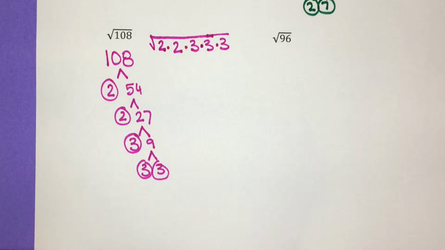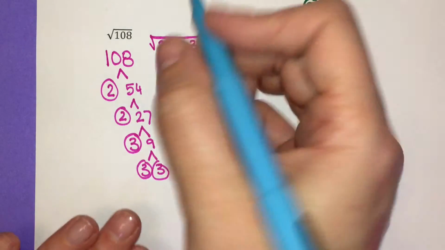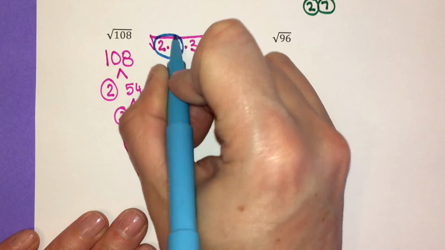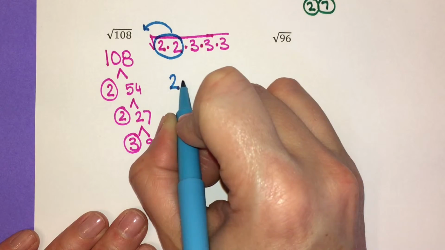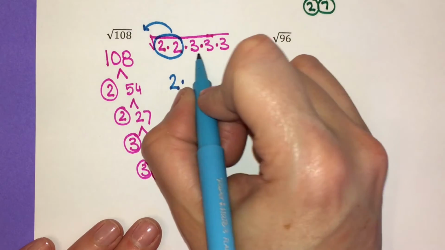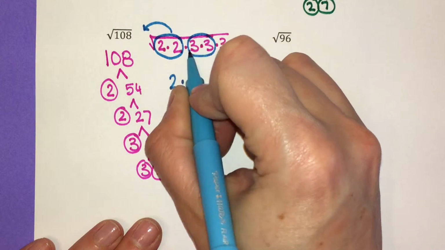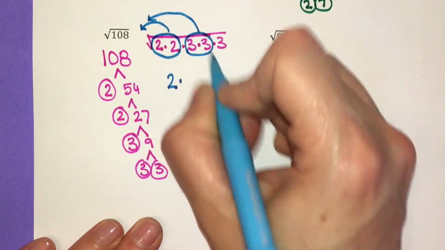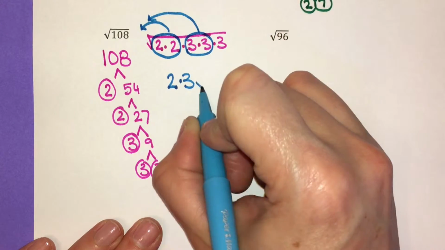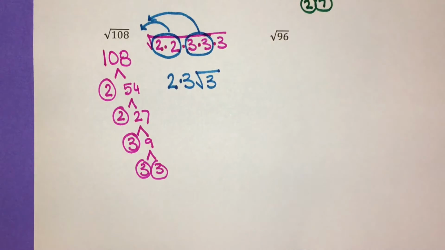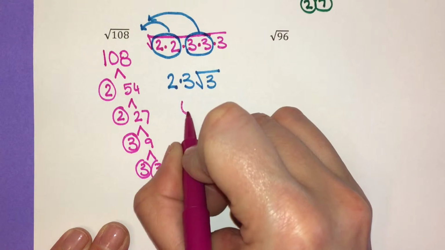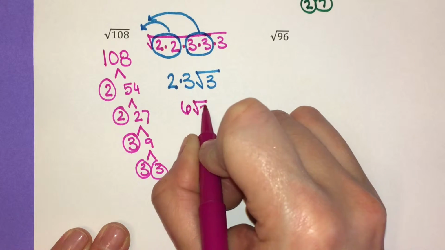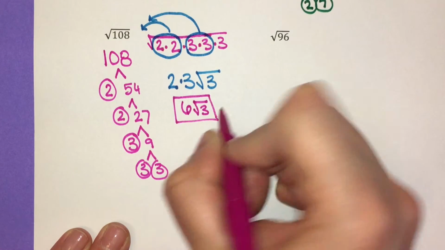Okay, so I have a 2 multiplied by itself that can come out, so I'm going to bring a 2 out, times, I see another pair, 3 multiplied by itself, so 3 can come out. And I'm left with square root of 3. So all of this reduces. 2 times 3 is 6. So I have 6 times the square root of 3.